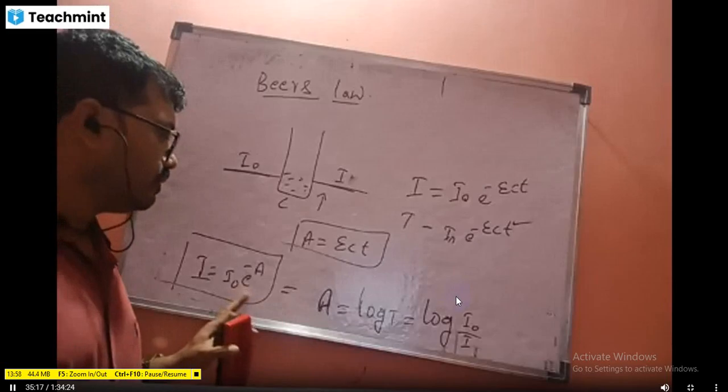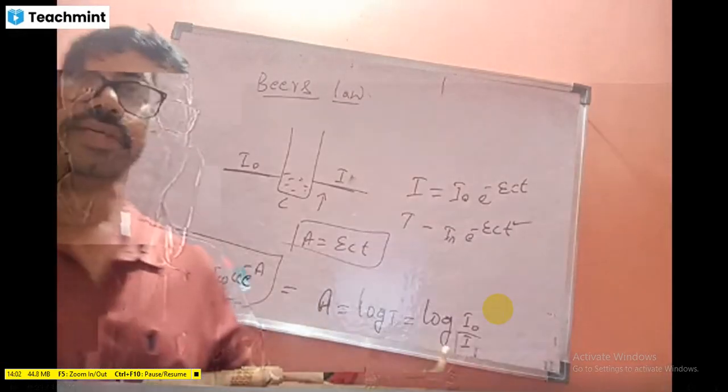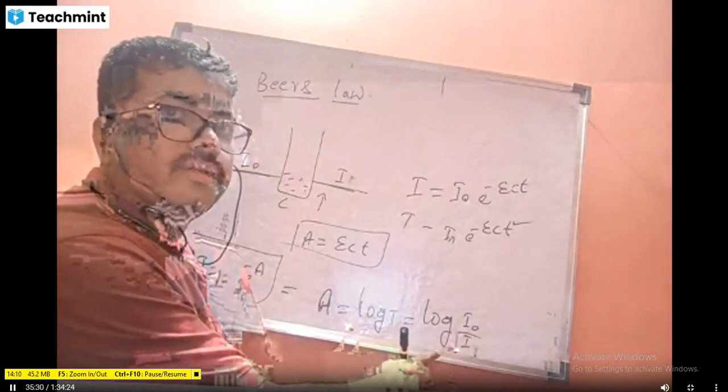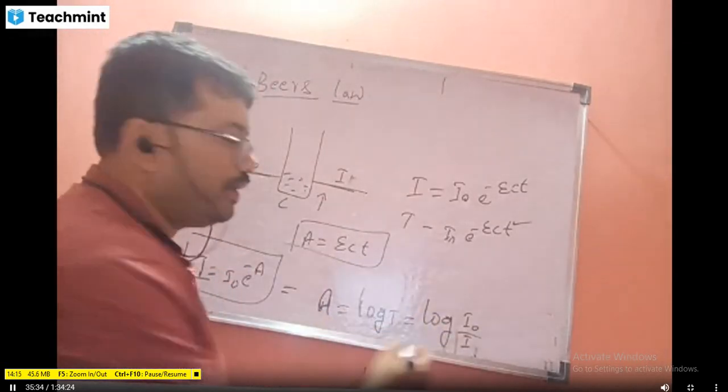So this is the Beer-Lambert law. Log T is equal to I naught by I.